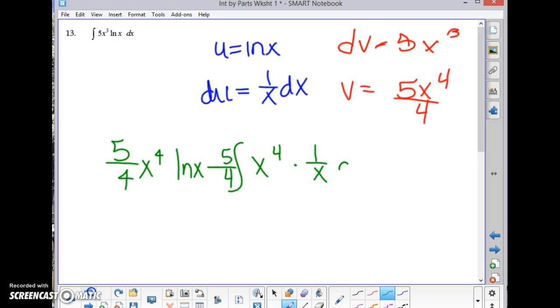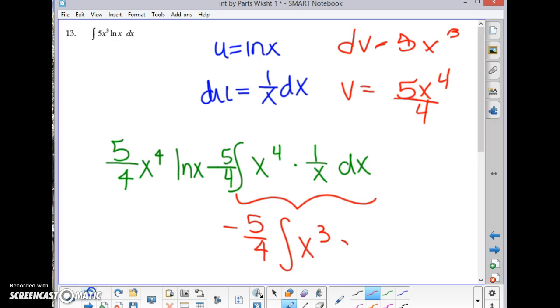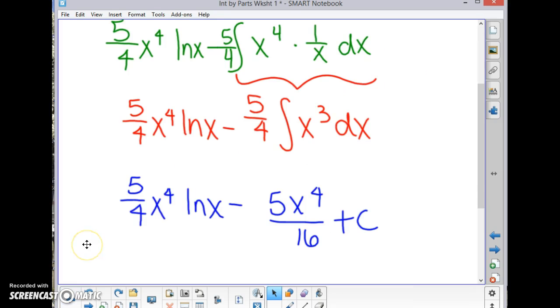du is 1 over x dx. And integration by parts is working if you have something that you could actually integrate. Notice this is going to turn into the integral of x cubed dx. So I'll give you a minute to pause and see if you can get the correct answer. Did you get this answer?